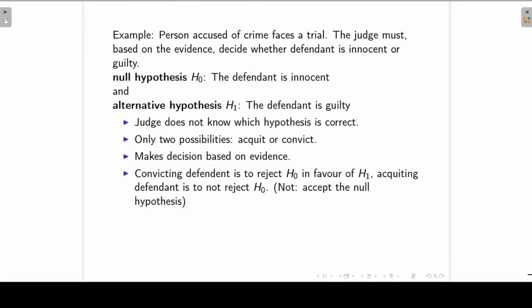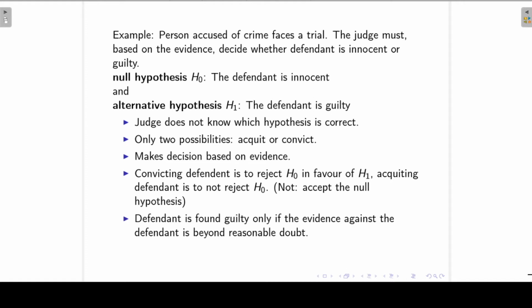So to convict the defendant is to reject the null hypothesis of innocence in favor of the alternative of guilty. To acquit the defendant is to not reject the null hypothesis, to not reject the hypothesis of innocence. Just note here that we do not say that we accept the null hypothesis. So we do not say that we accept that the defendant is innocent. It is just that the evidence against the defendant is not sufficient to come to the conclusion that the defendant is guilty. So the defendant is found guilty only if the evidence against the defendant is beyond reasonable doubt.